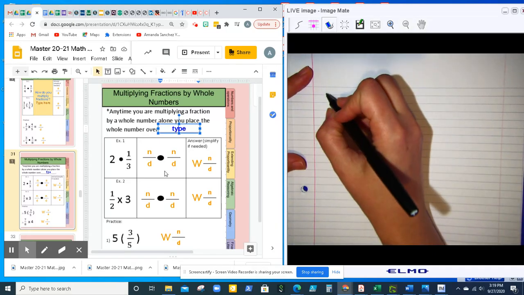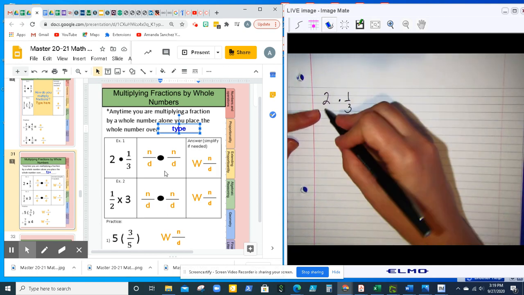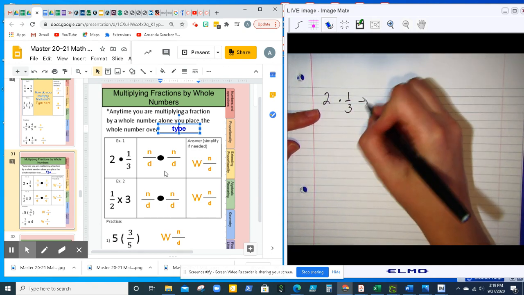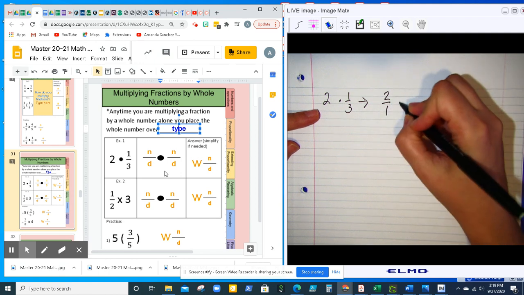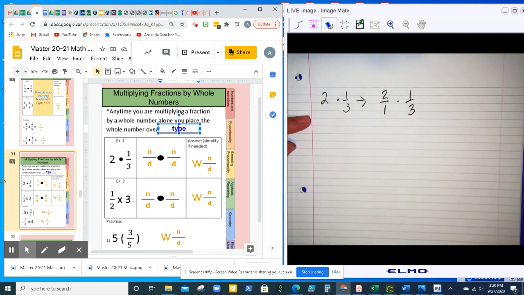So if we were to solve the first one, 2 times 1/3, throw the 2 on top of a 1, and then multiply times 1/3, and then you multiply across. So I put little fraction blanks here too, so if you want to edit the document and make this 2 over 1 so you remember, and then this is 1 over 3, and then over here you'll put your answer.